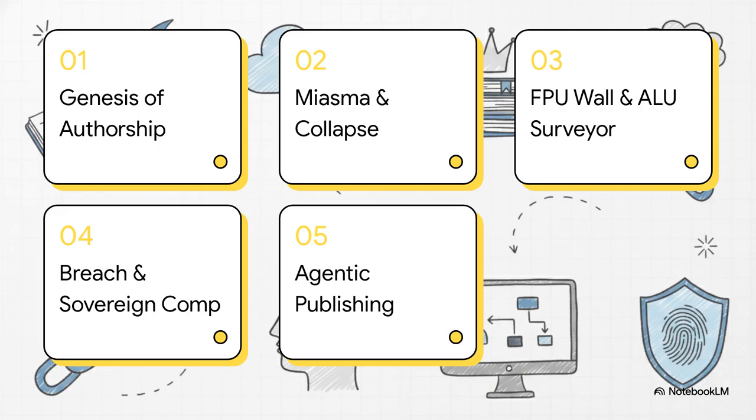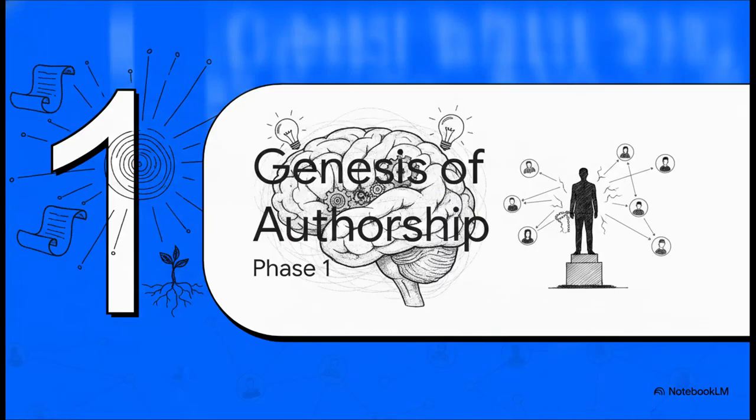So we're going to descend from the abstract history of human intent, drop all the way down to the bare physical silicon of our hardware, and then ascend right back up to global digital sovereignty. So, starting with Phase 1, the genesis of authorship.